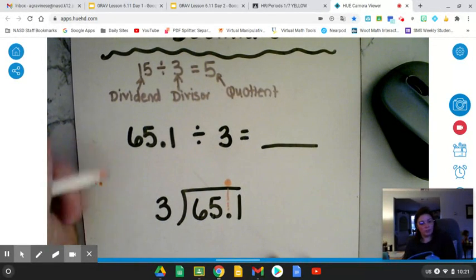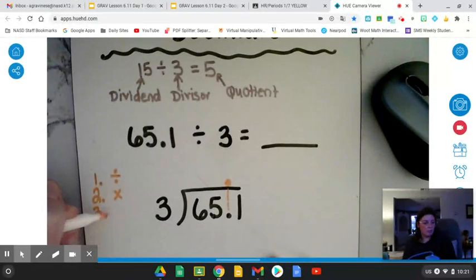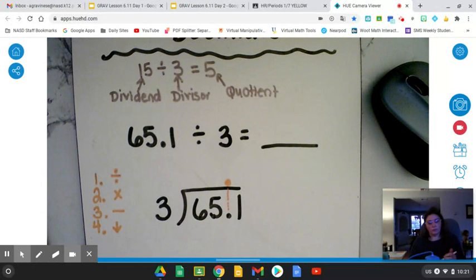So our first step of long division is to divide. Our second step is to multiply. Our third step is to subtract. And our fourth step is to bring down. So let's go through that cycle.